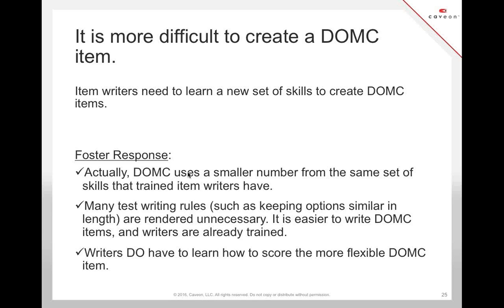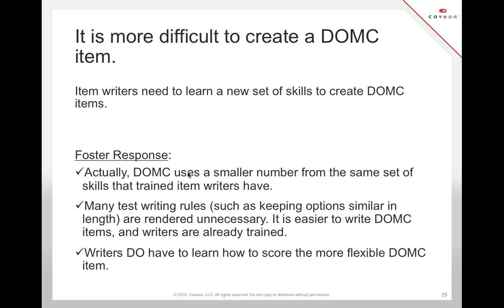So it takes that kind of complicated processing that occurs when you produce a bunch of multiple choice questions. I don't know how many of you on the call have that experience. I do, and it's just a much more direct way. You're just writing correct and incorrect options without reference to each other. However, that said, it's a more flexible item type, and so the last bullet point, writers do have to learn how to score the more flexible DoMC item.